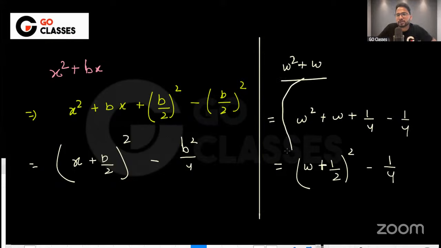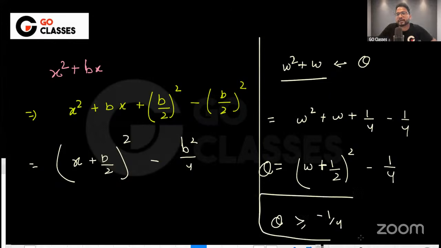But now you see that if I ask you what is the minimum value of w square plus w, you need to check the minimum value of this, which is minus 1 by 4. So you can say if this is theta, then theta will be at least greater than or equal to minus 1 by 4. I mean, it cannot take any real value, right?